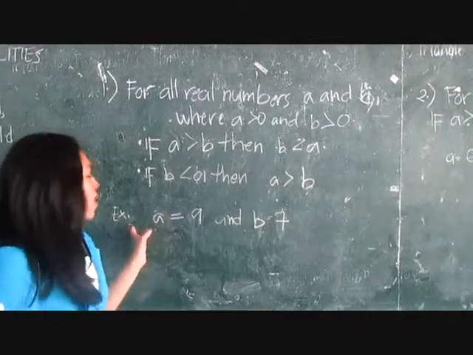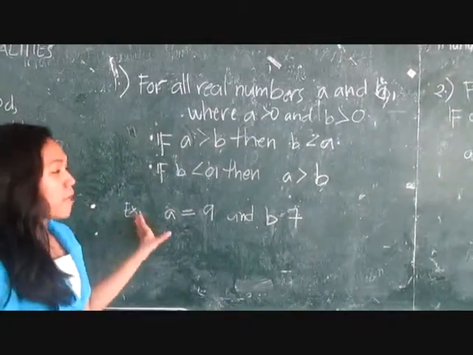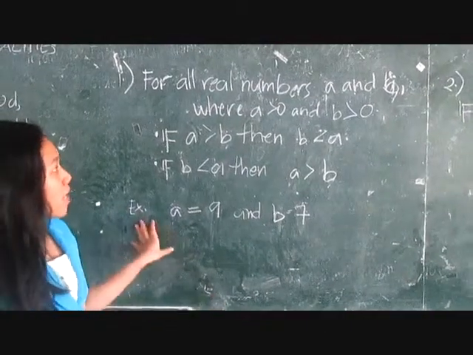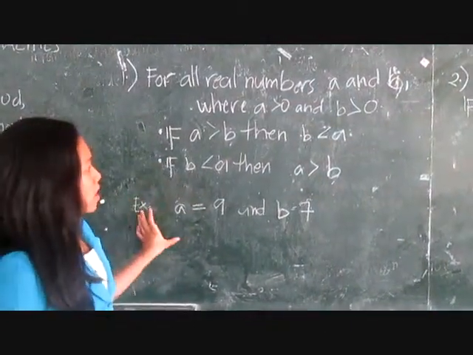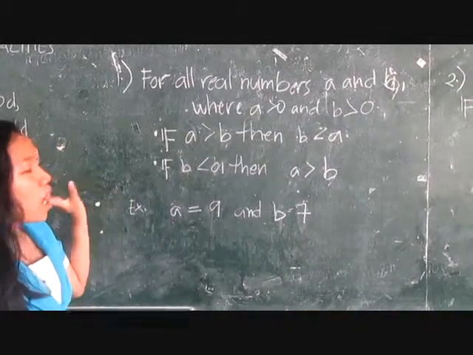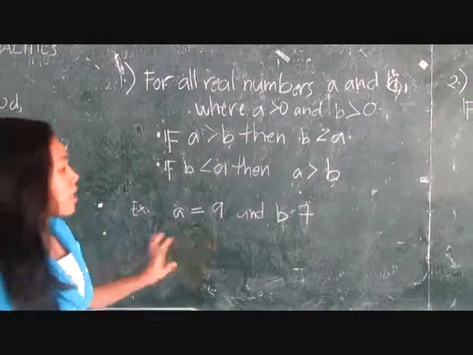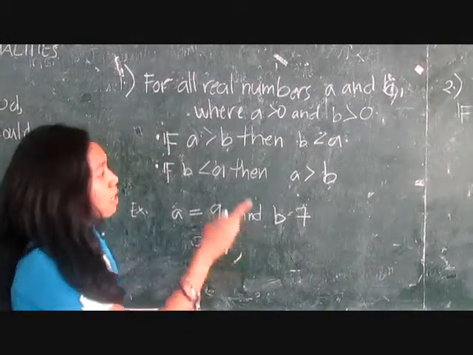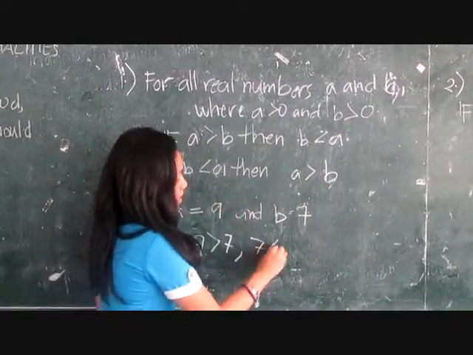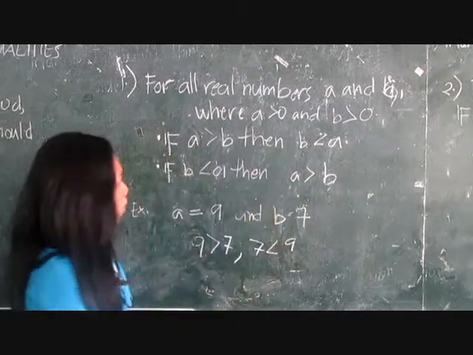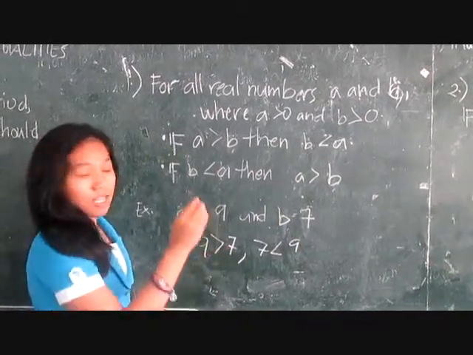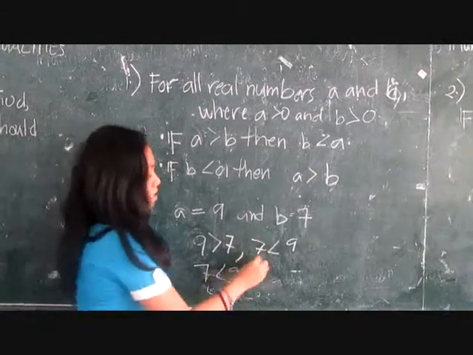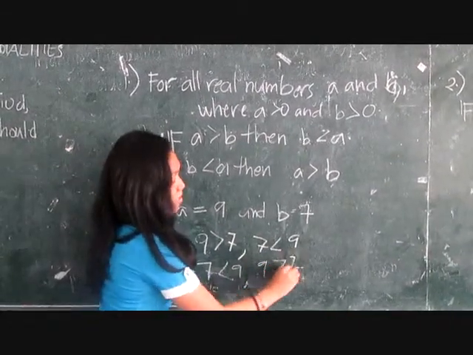So for example, A is equal to 9 and B is equal to 7. Since 9 is greater than 7, we can apply the first property. Therefore, if 9 is greater than 7, then 7 is less than 9. And also, since 7 is less than 9, then 9 is greater than 7.